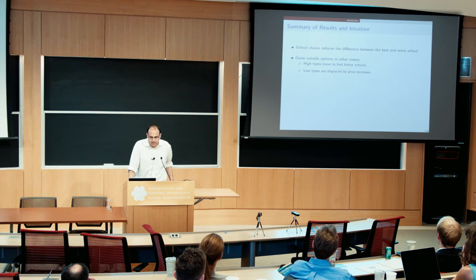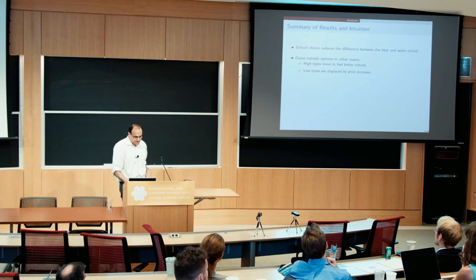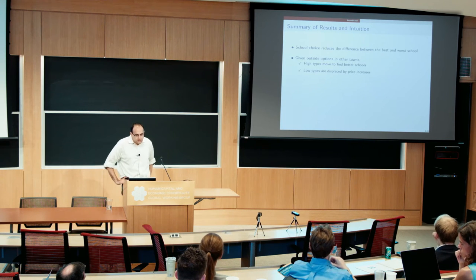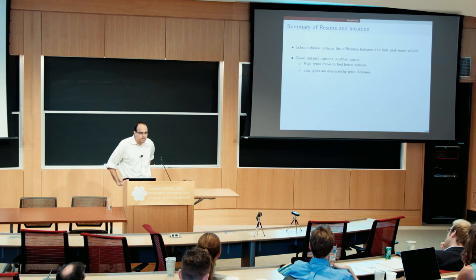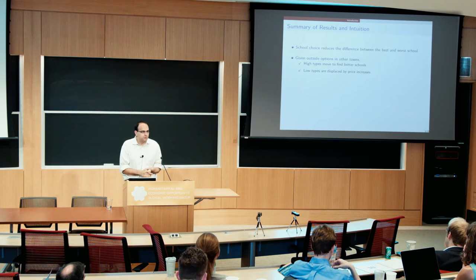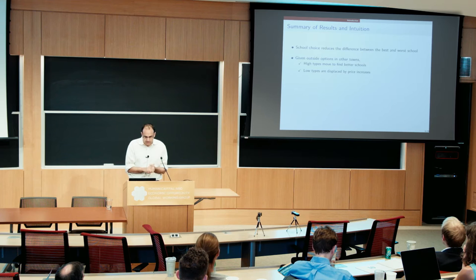Okay, so at a high level, what's kind of the summary of where we're headed? In this framework, we'll find that school choice does reduce the difference between the best and the worst school in a town. So there's a compression of the quality distribution due to school choice. That's simply because now where you live doesn't determine what school you get to attend. Children in a town get an equal chance to attend any school.